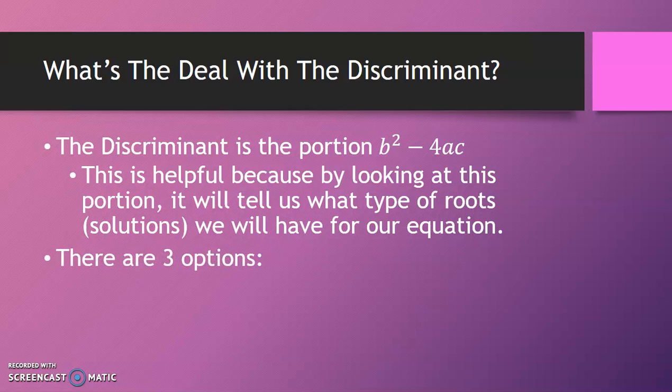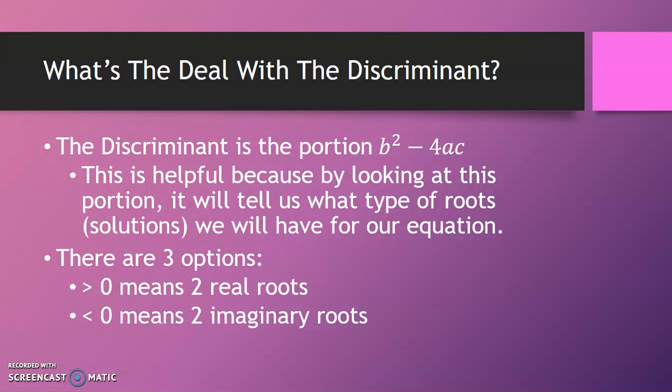There are three options. The first one is that if your discriminant is greater than 0, that means that we are going to have two real roots, and those could be rational or irrational. Quick reminder that rational means that it's a number that could be written as a fraction of some sort, or a decimal that has a pattern to it, so it repeats itself, or it terminates, which means that it ends.